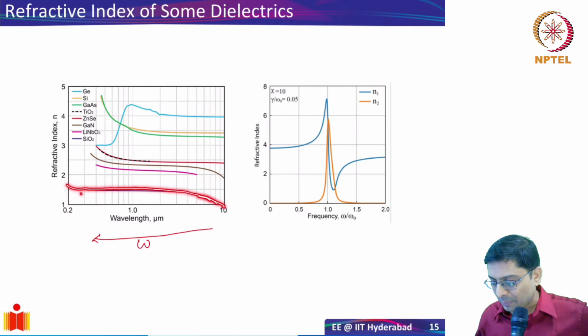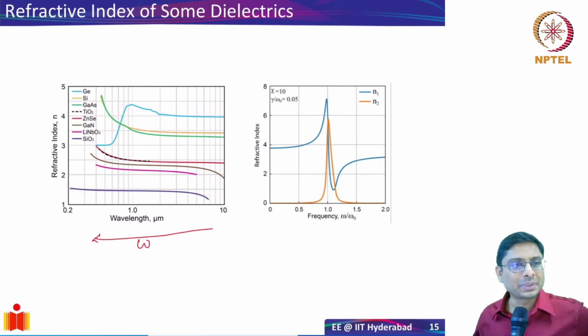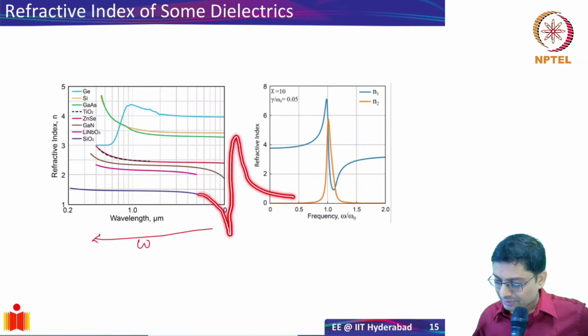Why is this drop happening here? The reason is that there is a strong phonon peak at around 9 microns in SiO2, and at 8, I think, epsilon is near 0. So now what happens is your dispersion is displaced and it's like this.